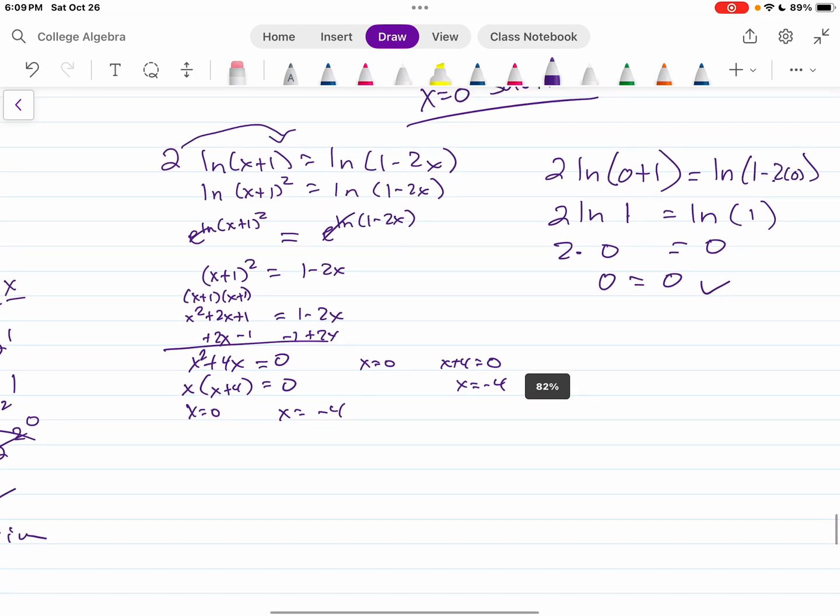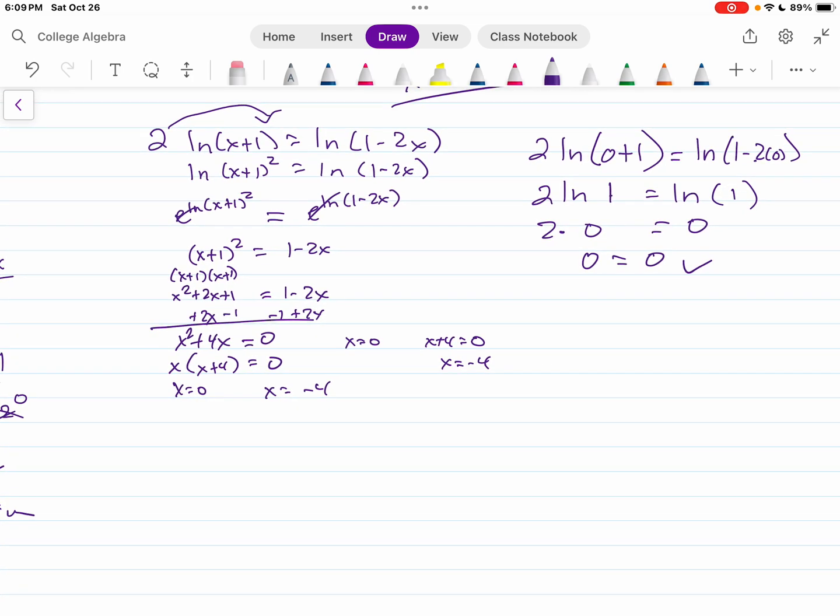So we know x equal to 0 is a solution. Now I got to test the negative 4. So I have 2 times the ln of negative 4 plus 1. Is that equal to the ln of 1 minus 2 times negative 4? And again, just because we have a negative number for x doesn't mean we have to stop. We should go through and plug it in and see. So is the ln of 1 plus 8, so that's the ln of 9. So this side looks good, it's the ln of 9.